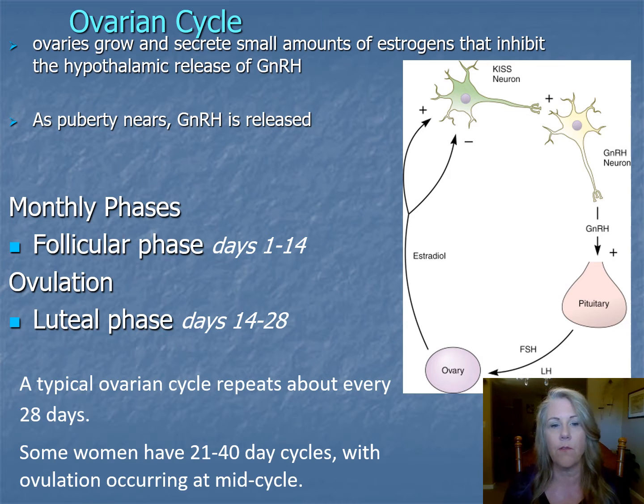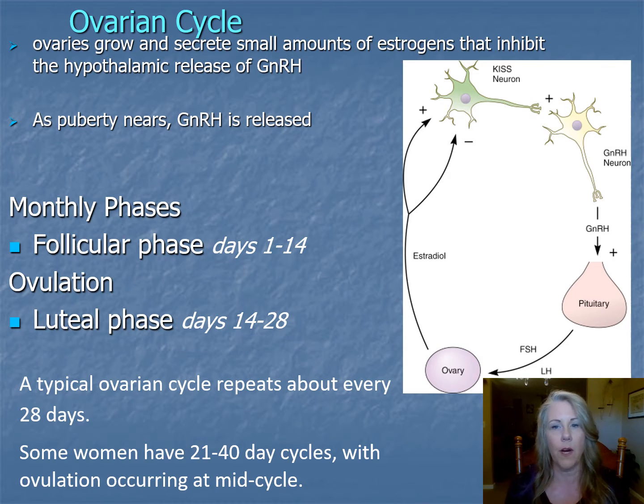Okay, still thinking of the ovarian cycle. When we're talking about the monthly cycles of the ovarian cycle, there are two monthly phases. The first phase is called the follicular phase, and that's usually days 1 through 14. The phases are demarcated by ovulation occurring. The second phase is called the luteal phase, and the luteal phase happens between days 14 and 28.